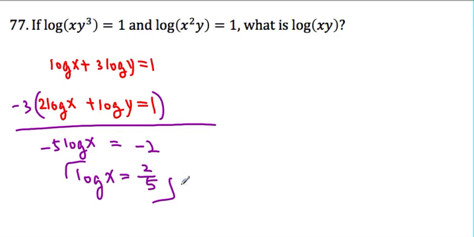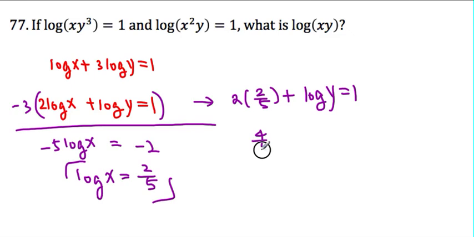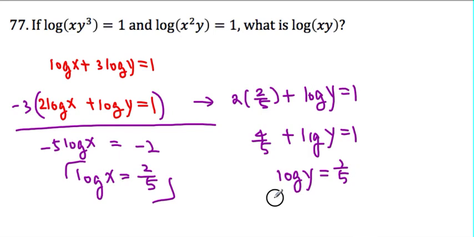Now, since we know the log of x, we need to figure out the log of y. Log of x would have been something over here. If I have to borrow the idea, then 2 times 2 over 5 plus log of y must be equal to 1. Then here we get 4/5 plus log of y equals 1. Then log of y becomes 1 minus 4 over 5, which is 1/5. And that becomes our answer.